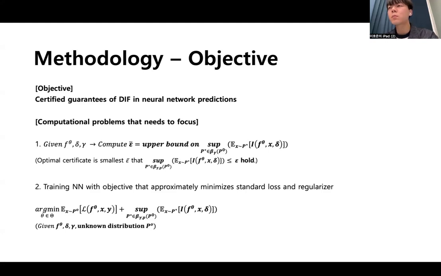To certify the distributional individual fairness of neural networks, the objective is to optimize the following objective function to minimize the upper bound, so that the average maximum discrepancy of the distributions within the Wasserstein ball stays within the given epsilon. I will introduce some mathematical approximations and tricks to overcome the computational problems that arise in this process.